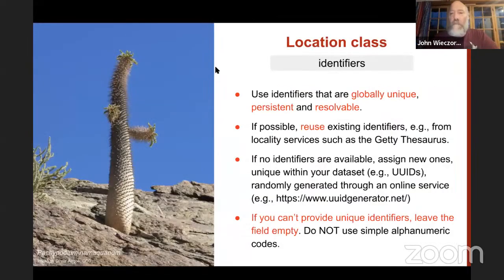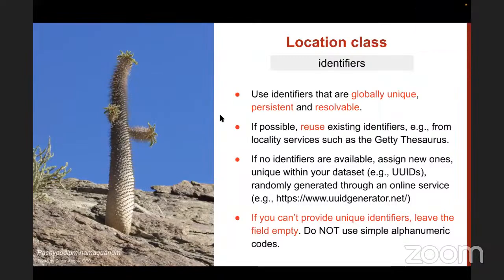So let's talk a little bit about identifiers in general. If you are to provide identifiers, the best practice is to provide globally unique ones that are going to persist through time and are resolvable. When I say resolvable, it's just like those two examples we just saw, where if you go to the identifier, you get back more information. So the ideal identifier is one that's globally unique, persistent, and resolvable.